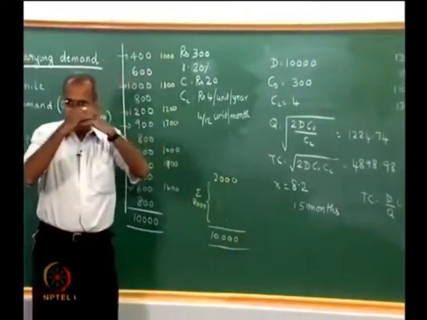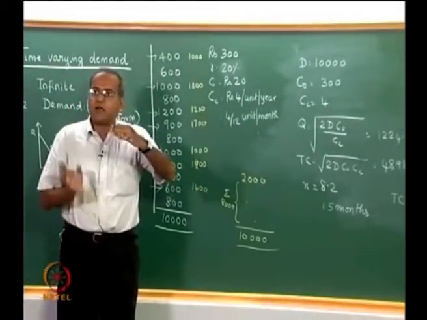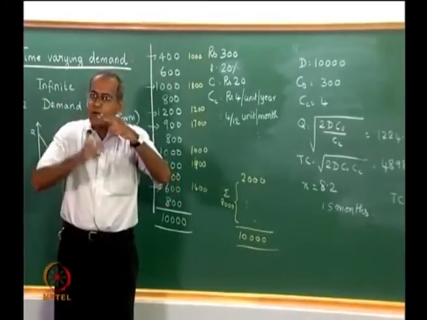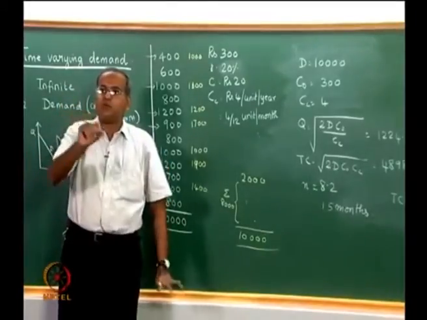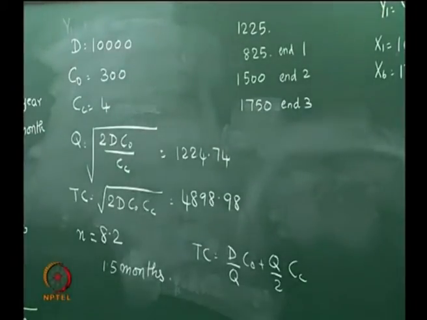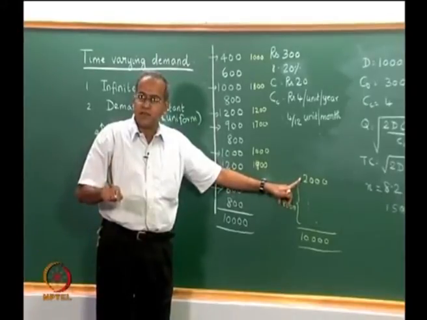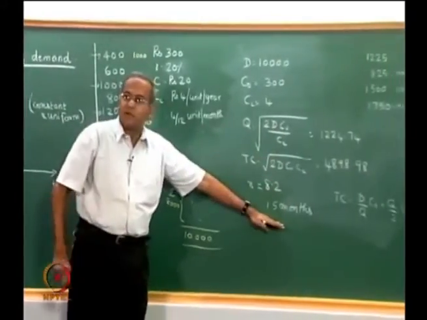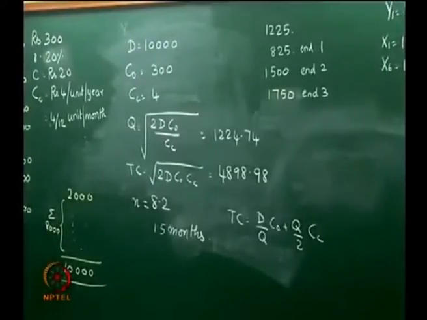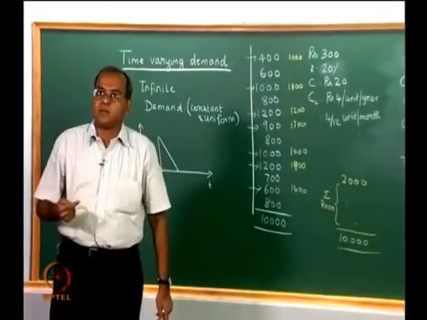So if we assume that on the first day of January you have ordered 1225, and your next order you are going to make around 15th of February, which is 1.5 months from now, you have to meet the 1.5 months demand with the 1225 that you have. Now you won't be able to do that because the first month's demand itself is 2000. So we will be forced to have shortage, and we have not included shortage in doing this. So for another reason you cannot directly use the economic order quantity formula and suitably modify it to take care of time varying demand.